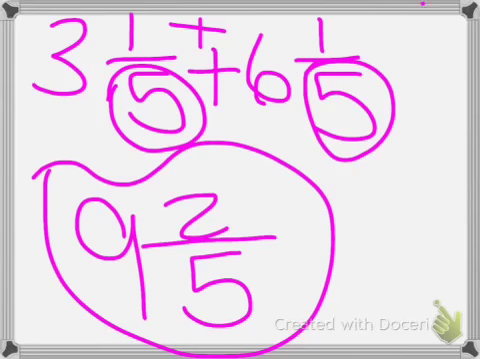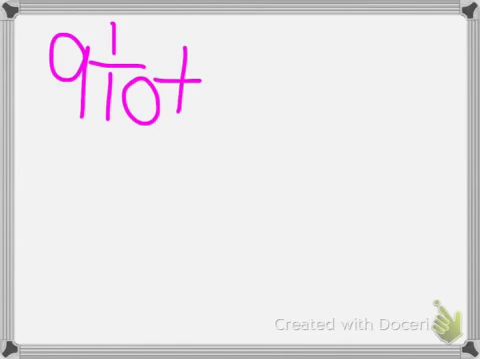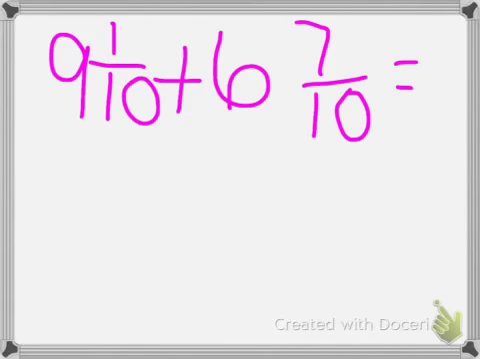Now we are going to practice together. Our problem is 9 1/10 plus 6 7/10. We're going to do things a little differently. You're going to solve the problem and wait for our answer. So you're going to solve it while we say our denominator, and then we're going to wait for you to solve it, and then we're going to tell you the answer.